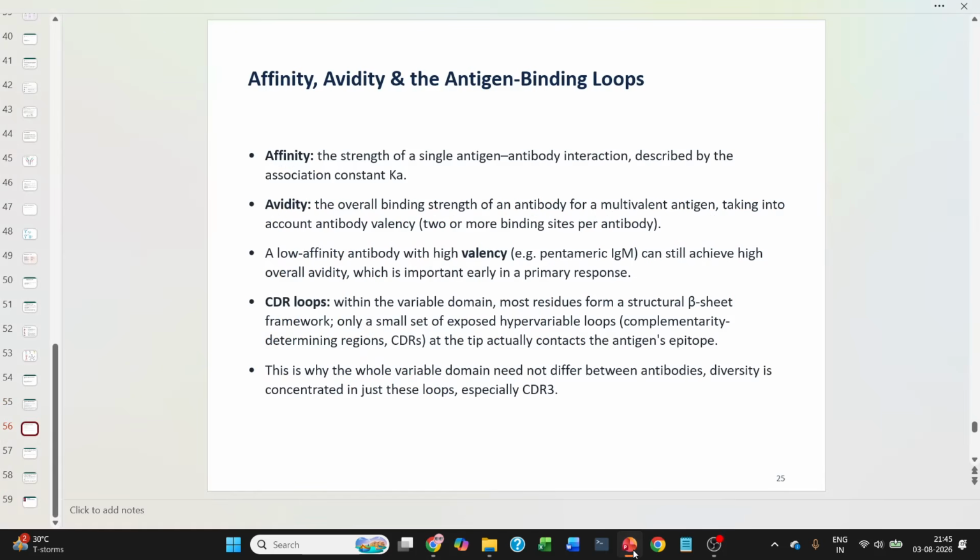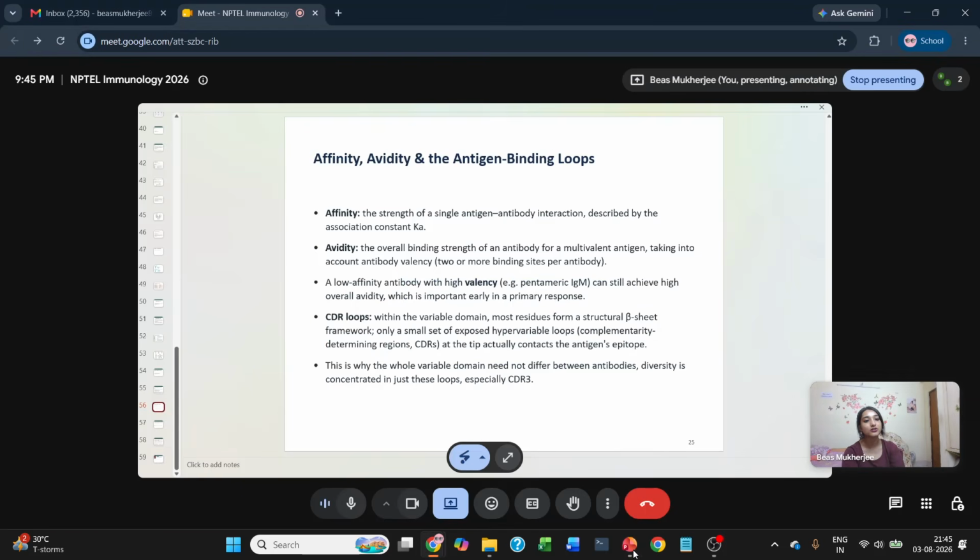Okay. Now, affinity, avidity, and antigen binding loops. Affinity is the strength of a single antigen antibody interaction that is described by the association constant Ka. So this is like an equilibrium constant, where the equilibrium constant, as I told you in the class, is the concentration of the products divided by the concentration of the reactants at equilibrium, right? And in this case, it is the concentration of the bound products divided by unbound products, that is Ka.